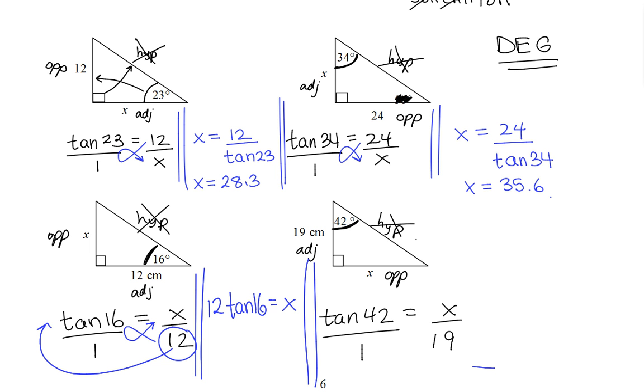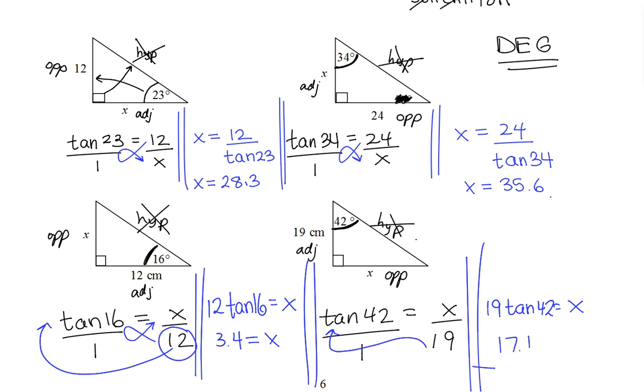So now you're multiplying instead of dividing. 12 times the tan of 16. This one's 3.4. And same with this one. The 19 slides up to the top. 19 times the tan of 42 equals x. I got 17.1.